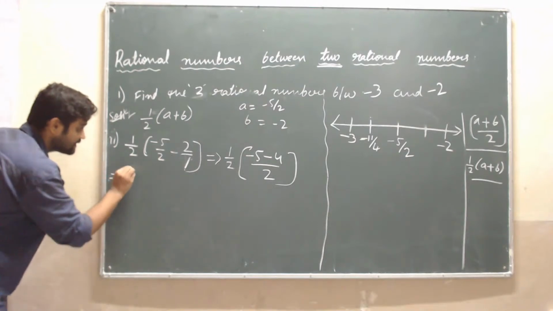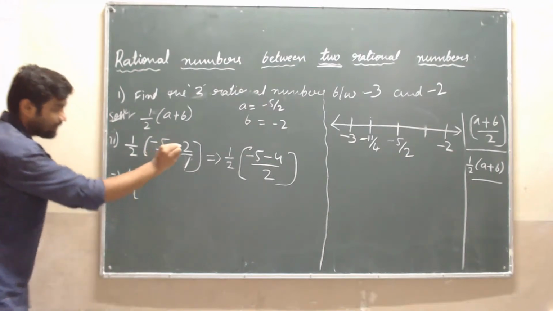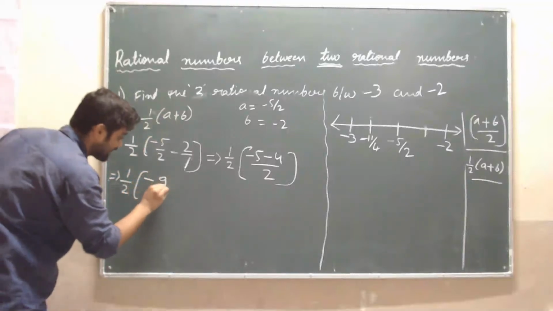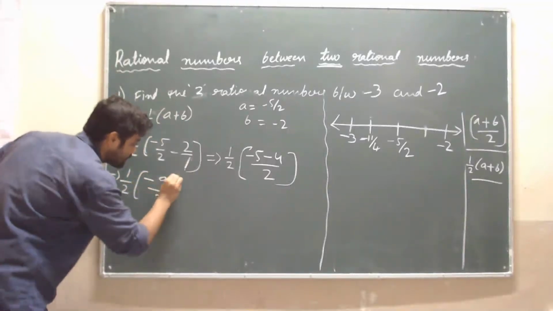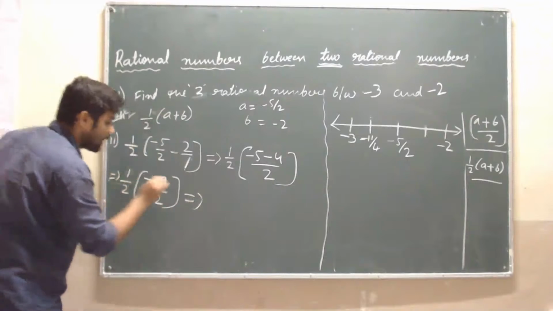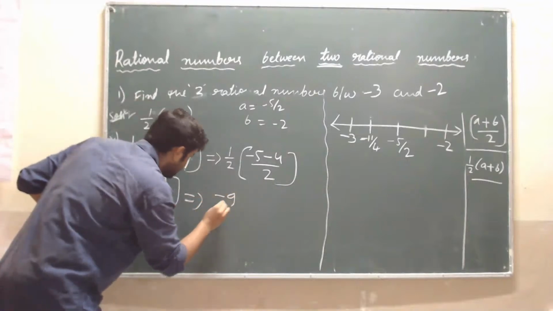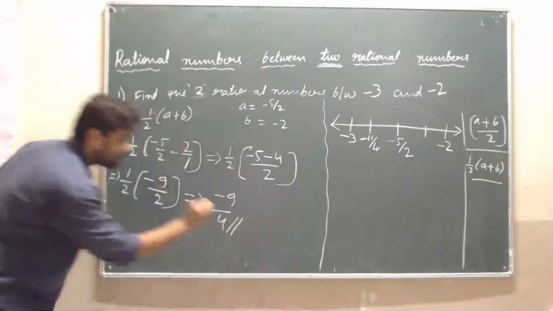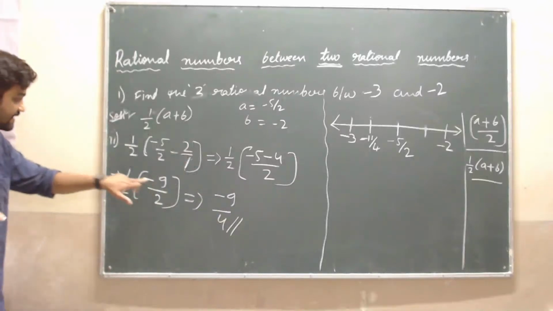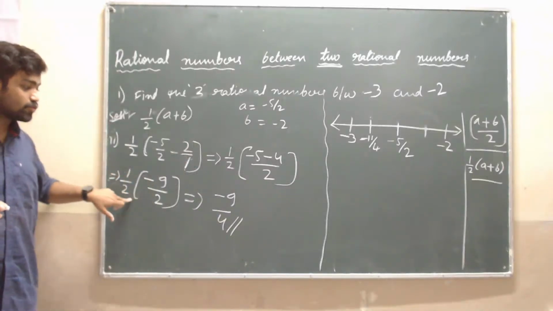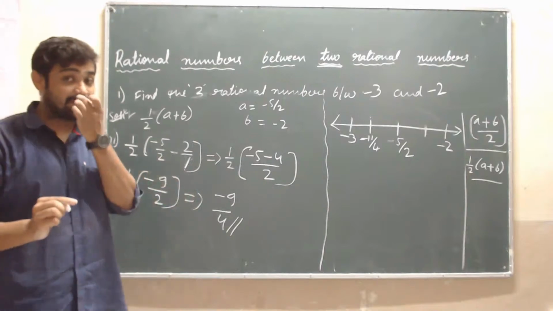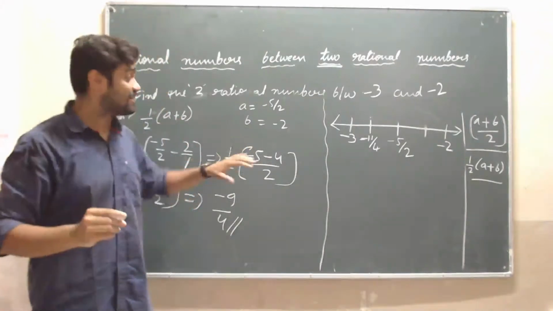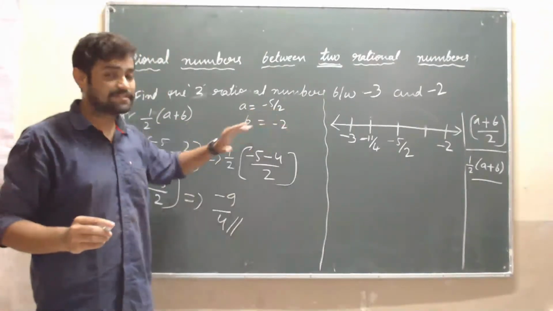Then what we have? It is 1 by 2. Minus 5 minus 4, we have minus 9. And 2 as usual here. And again I will solve. Minus 9 ones are minus 9, and 2 2s are 4. We will get minus 9 by 4. And minus 9 by 4 is the rational number between minus 5 by 2 as well as minus 2.